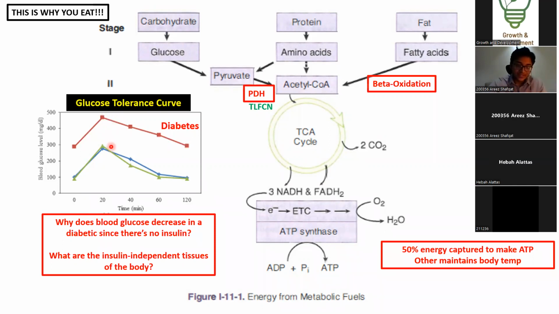But notice in diabetes, blood glucose does also come down. Why does blood glucose come down if there's no insulin? Does anyone know? In diabetes, you don't have insulin, right? You have a lack of insulin effect, either because you don't have insulin like in type 1, or you have insulin, but the cells are not responsive to insulin like in type 2. But notice that in diabetes, blood glucose still comes down without insulin. So why does blood glucose come down without insulin?